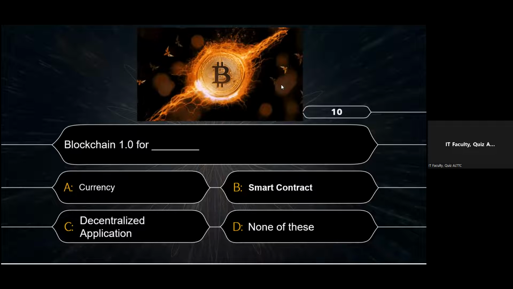Yes, I have started receiving the answers, and yeah, most of the people have given answer A, few have given D. Okay, so I believe everyone has given the answer. So let's see what the correct answer for this blockchain 1.0 is for.